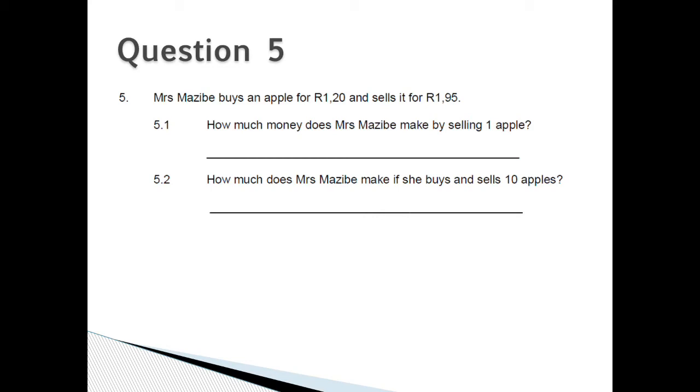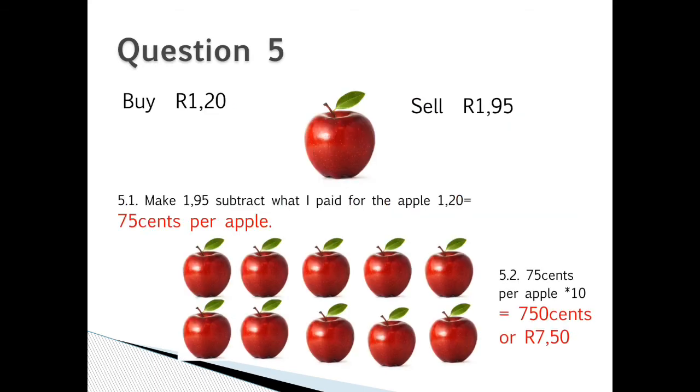How much profit does Mazibi make by selling one apple, and how much money does she make if she buys and sells 10 apples? If you buy an apple for R1.20 and you sell it for R1.95, you will make 75 cents per apple. If you sell 10 apples, you will make 75 cents times 10, which is R7.50.